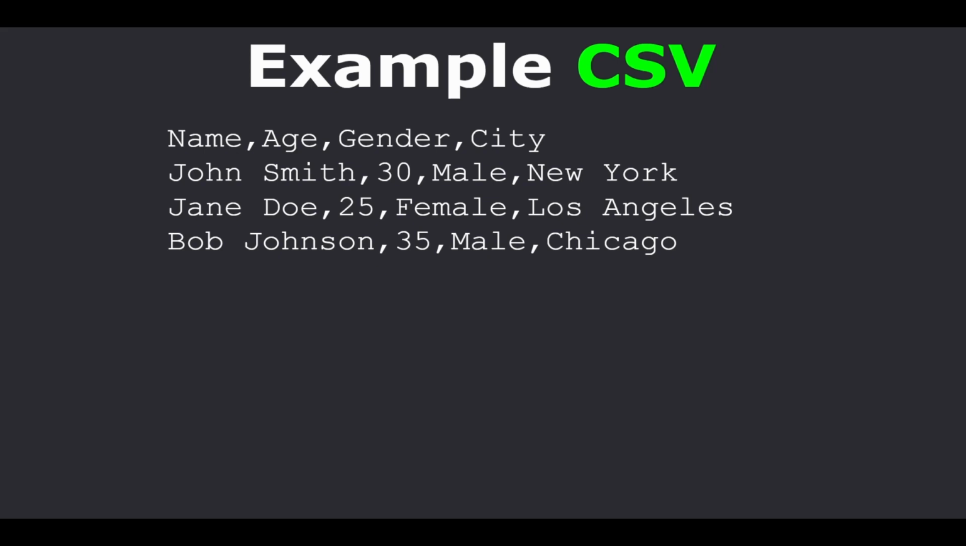The syntax for a CSV is pretty simple to read. The first row is going to be your columns, and then every row after that is going to be data. So as you can see here, this one has columns of name, age, gender, and city, and all the first items before the comma belong to the first column, the second one to the second column, and so on.